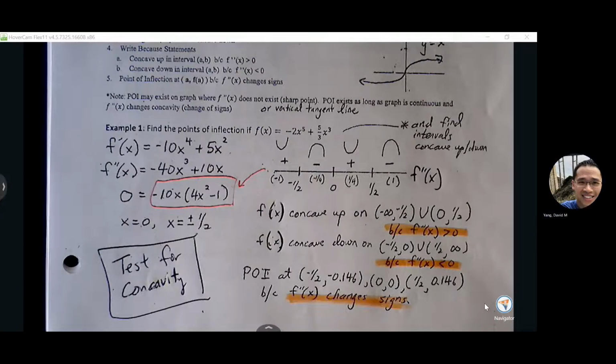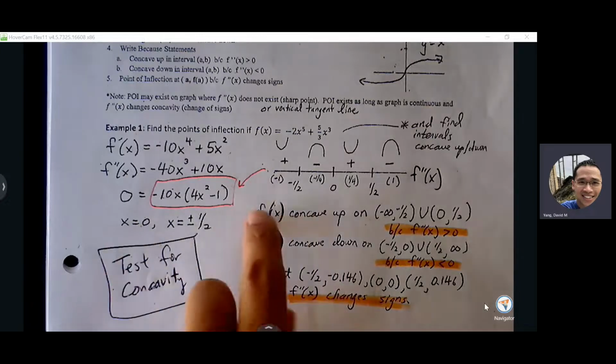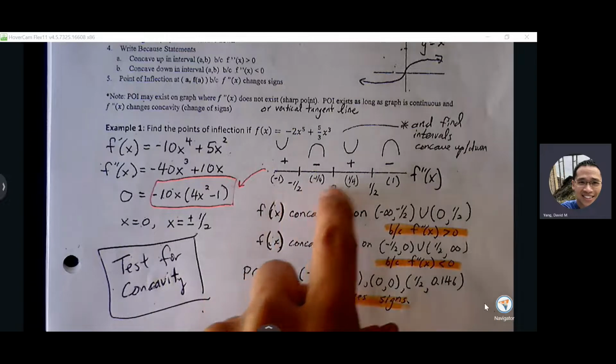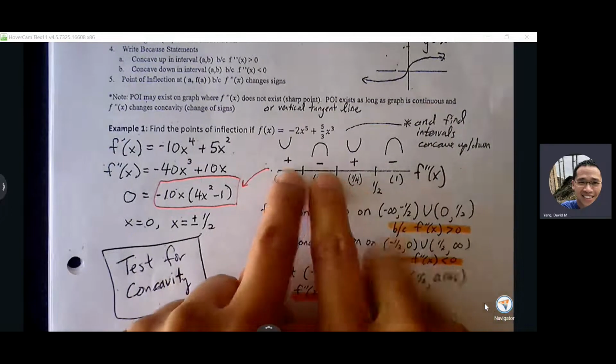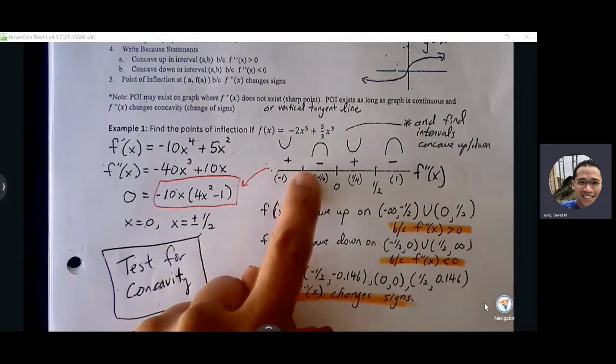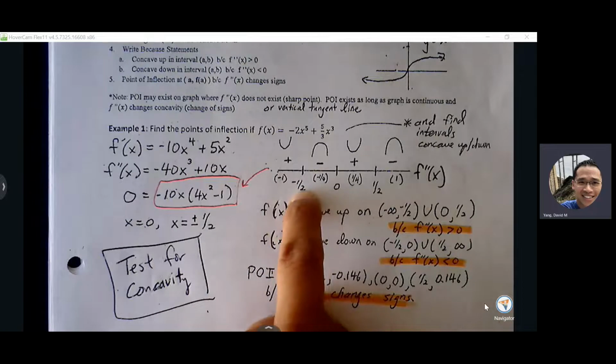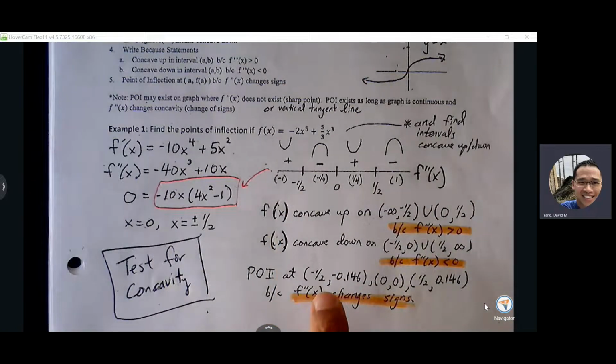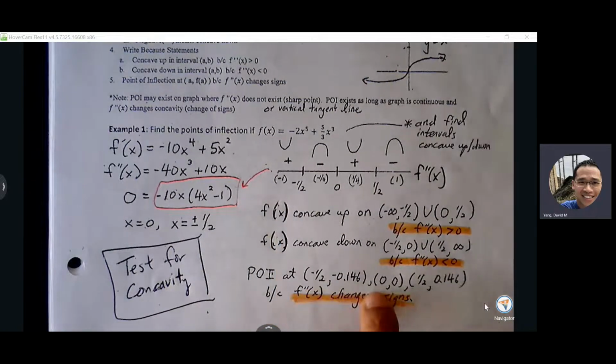Yes. What if f double prime is 0? Okay, if f double prime is 0, then what that means is that it could be a point of inflection. It could be that transition point from one concavity to the other. So for instance, f double prime is going to be 0 at -1/2, 0, and 1/2. And not only that, there's a change in sign at these critical points. So that means we have 3 points of inflection at -1/2, 0, and 1/2.